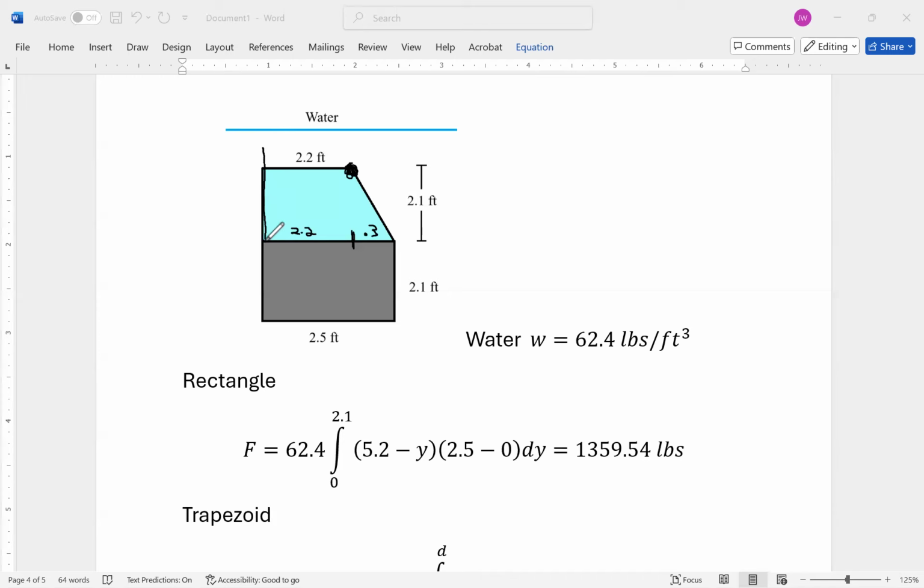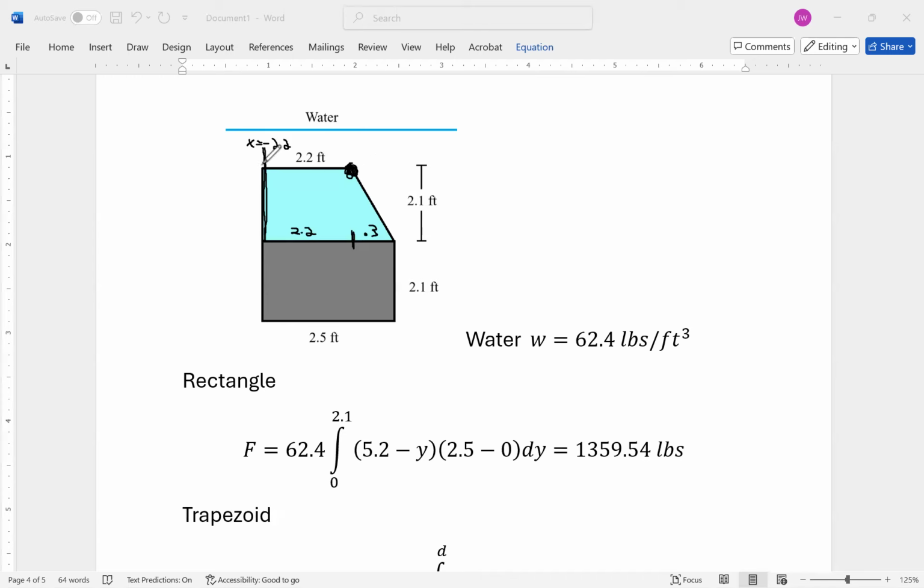But this left-hand side line is x equals negative 2.2, because it's 2.2 feet to the left of the origin. So this line has slope negative 2.1 over 0.3. This line is just the vertical line, x equals negative 2.2, if I set my origin there. So that's what I'm going to do.